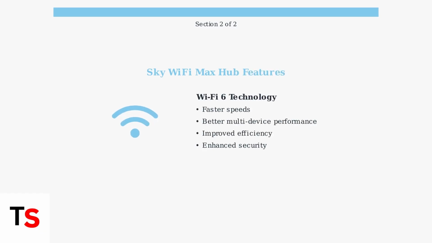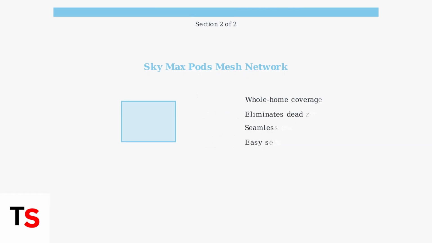If you have the Sky Wi-Fi Max Hub, you benefit from Wi-Fi 6 technology, which provides faster speeds and better performance for multiple connected devices. Sky Max Pods work with your Max Hub to create a mesh network, extending Wi-Fi coverage throughout your entire home for consistent connectivity in every room.